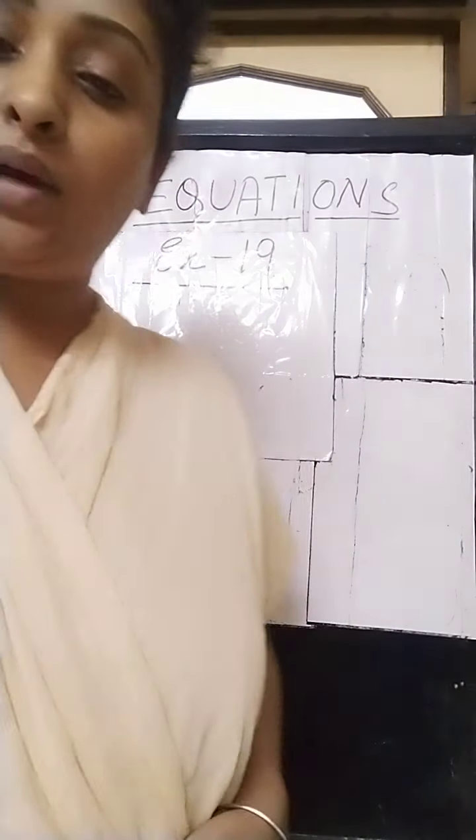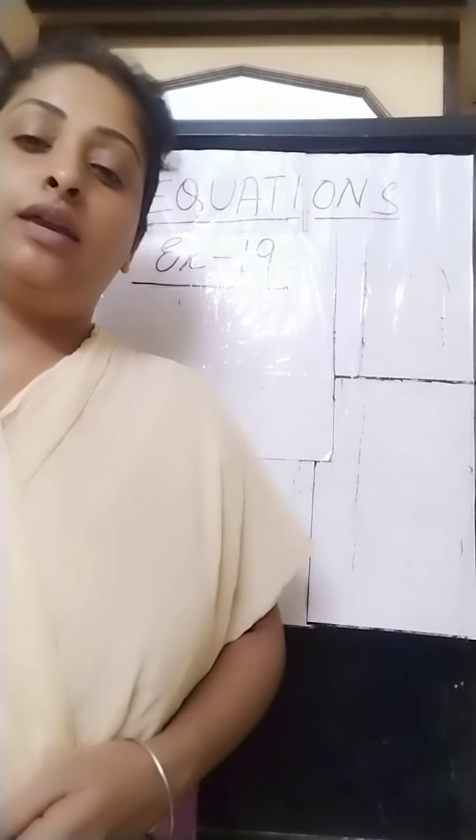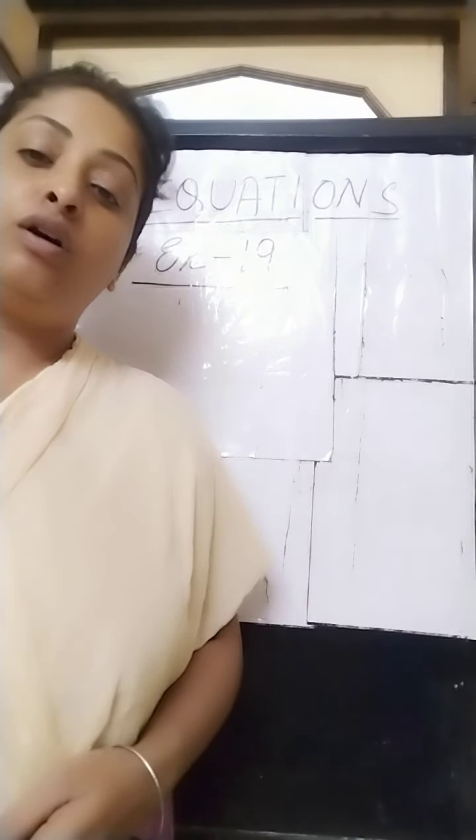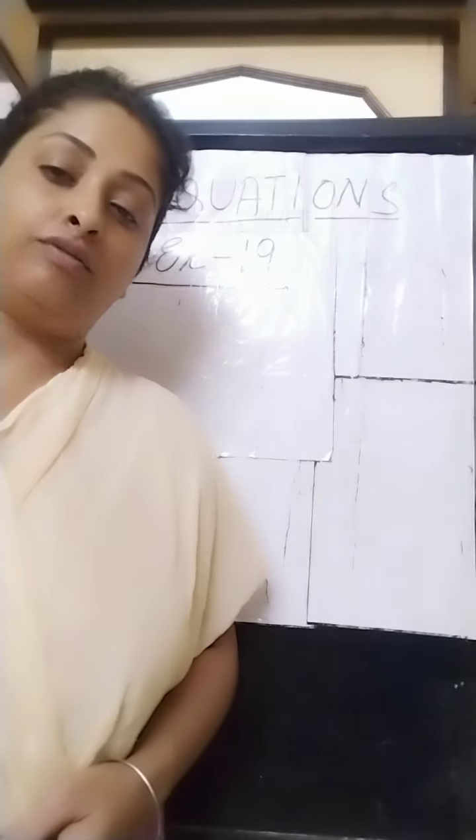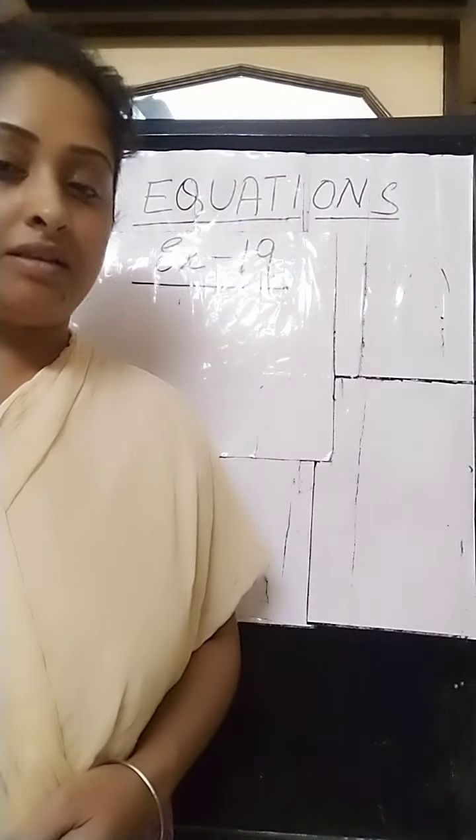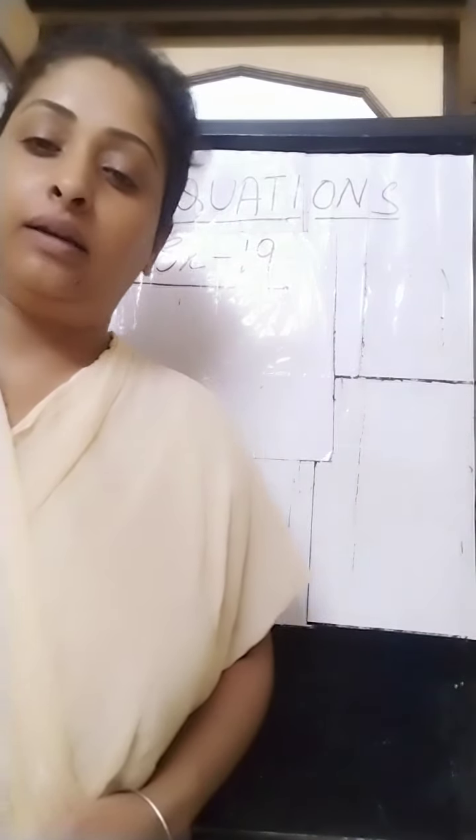So exercise 19 is based on certain equations, which means you have to evaluate the variables. You have to find the value of certain variables given in the sum. There will be only one variable given in the sum, and you have to ascertain the numeric value of that variable from the sum given. Suppose I'll show you through a few examples. Exercise 19 contains a variety of sums.